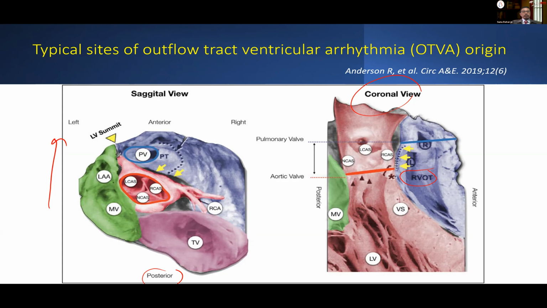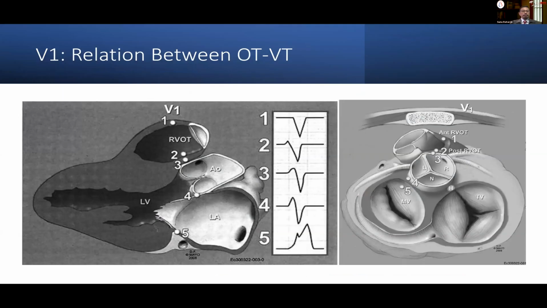One of the simple ways to identify the possible location is to look at the V1 pattern. If you look at this like QS, most likely, and of course, there are many other parameters that we will see later on, it is from the most anterior aspect of the ventricle. And if you look at V1 posterior like this, it is probably from the most posterior aspect of the ventricle.